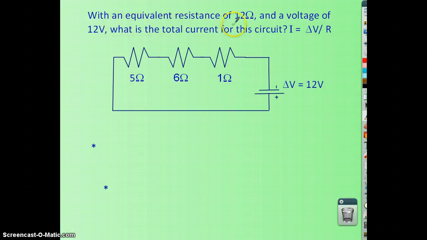With an equivalent resistance of 12 ohms and a voltage of 12 volts, what is the total current for the circuit? So I equals V over R. You're going to need to know your Ohm's law very well because you're going to use it so much. So I equals V over R, 12 volts over 12 ohms. That gives us a current of 1 amp.